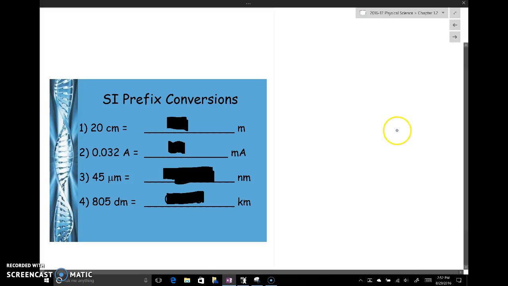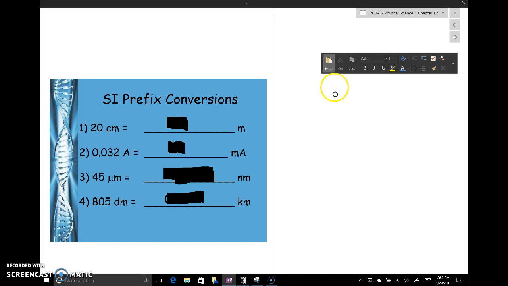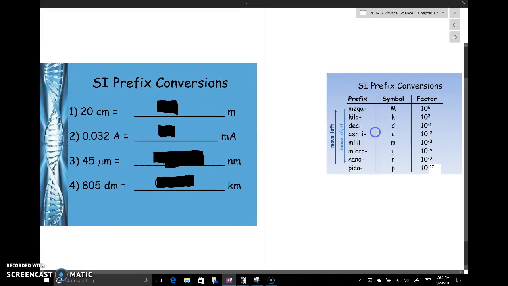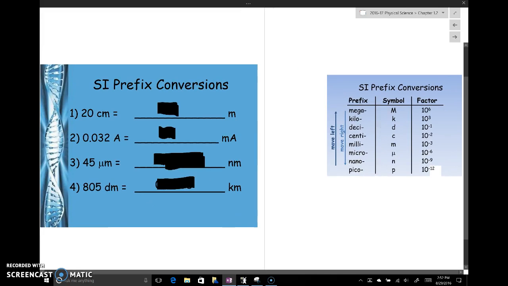Okay, so if we want to go from 20 centimeters to a meter, let's think about that chart. I'm going to put that chart over here. We're going from a centimeter to a meter, from a small unit to the base unit, which isn't shown here, but that would just be times 10 to the 0. So centimeter, meter. Small unit to a larger unit, so we're going to move to the left.